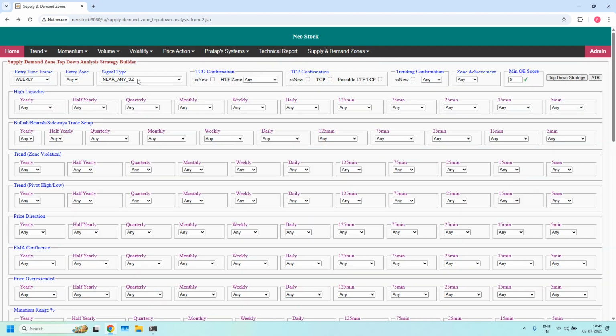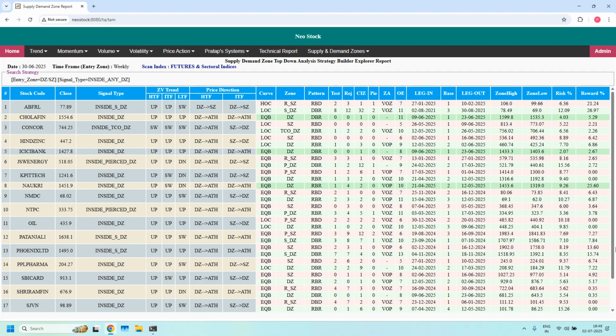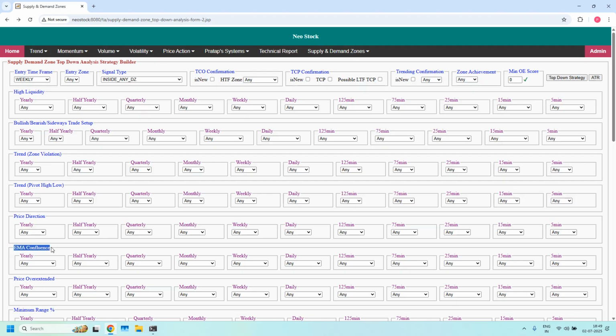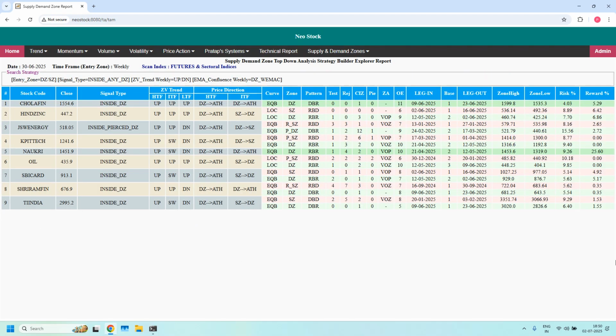Okay, next, price closed inside the weekly demand zone. First 17 stocks in the list. Scrolling the list down. 20 stocks are filtered. We can further filter based on weekly demand zone having weekly EMA confluence. And also trend on the weekly should not be sideways. It can be up or down. We got 9 stocks.